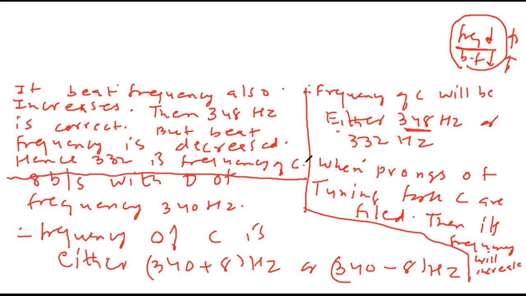Let's go. A stationary source produces a note of frequency 350 Hz. Stationary source means the source is not moving.